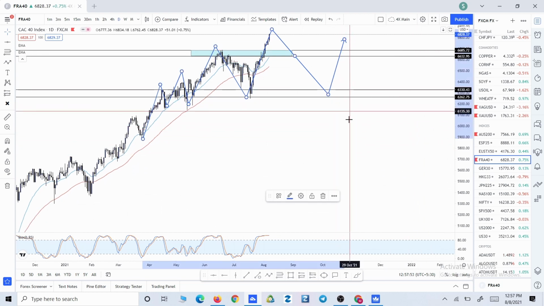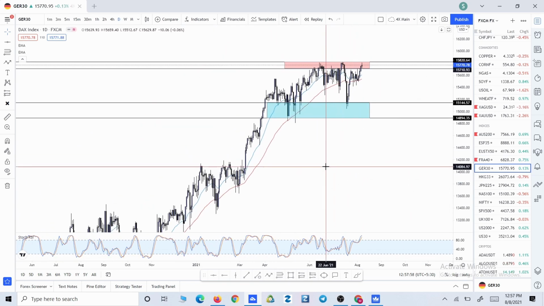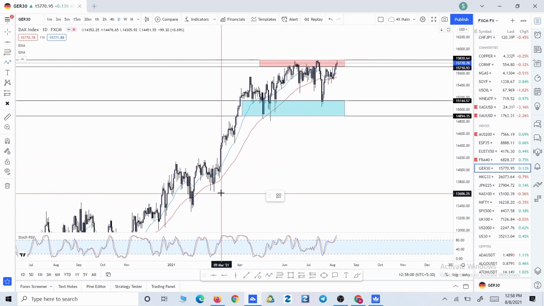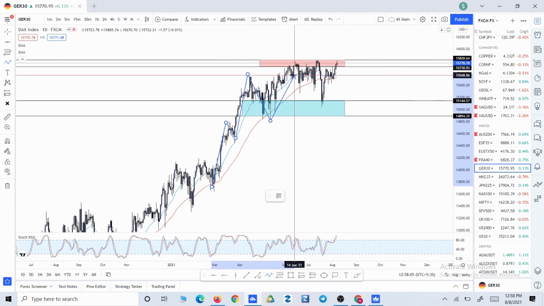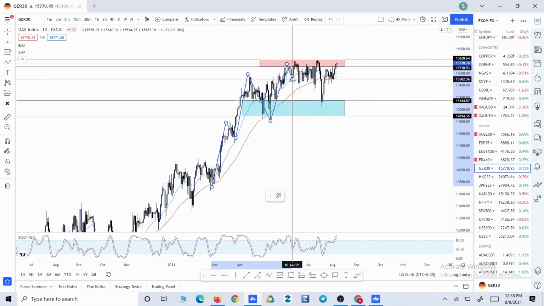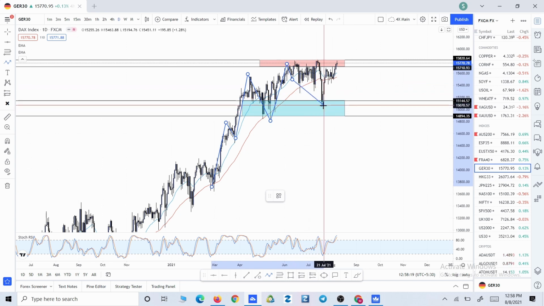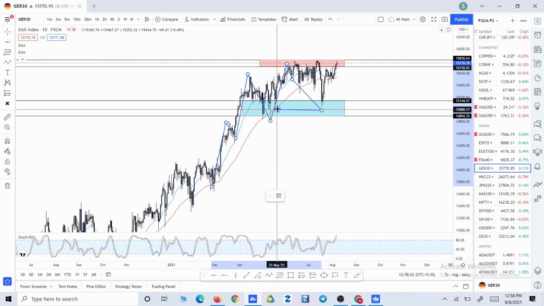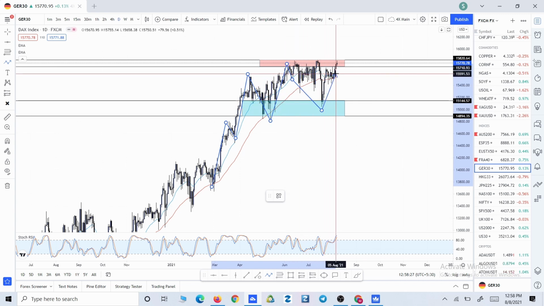Next, we are going to talk about German 30. German 30, as we can see, price is making higher highs and higher lows. Starting from here, we have the high, low, higher high, higher low, and here the price already broke and closed above the higher high, higher low. No, it's the same. So we will consider this a higher high and retracement here back to the same previous low. So right now we see two possibilities here.